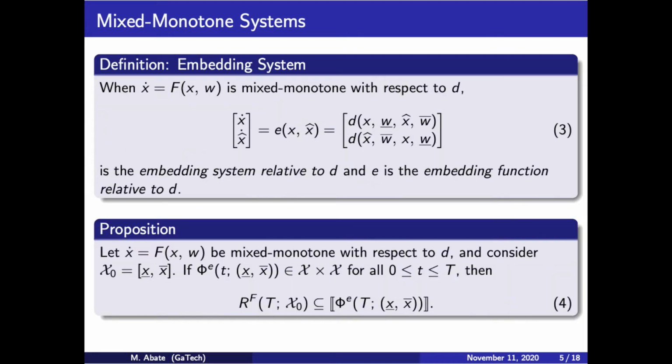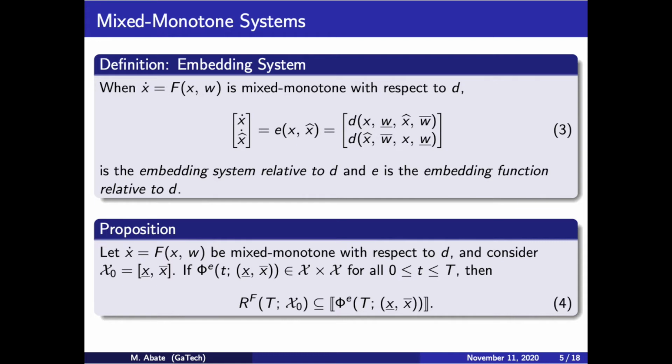So when a system is mixed monotone with respect to D, the decomposition function is applied through the use of a deterministic auxiliary embedding system. Here this embedding system is given as equation 3. So it's important to note here that the embedding system is deterministic in the sense that it has no disturbances, and it's also monotone with respect to a particular order.